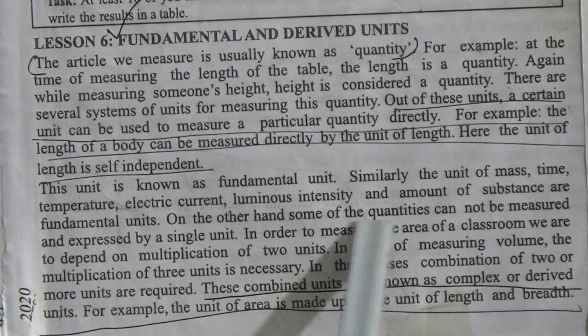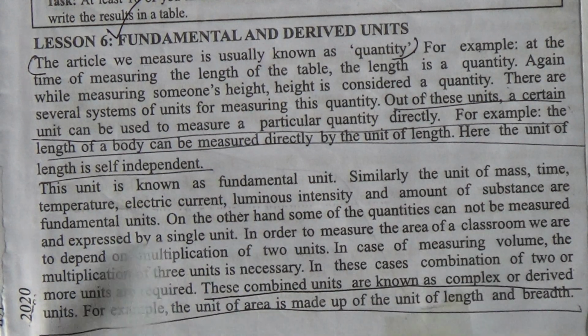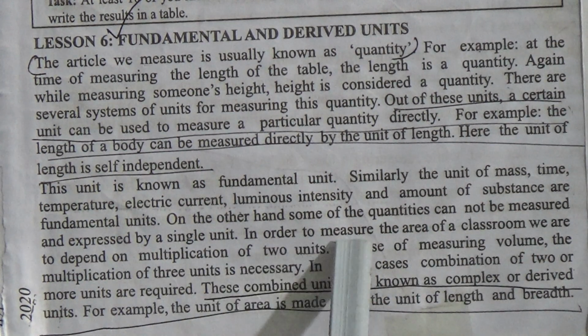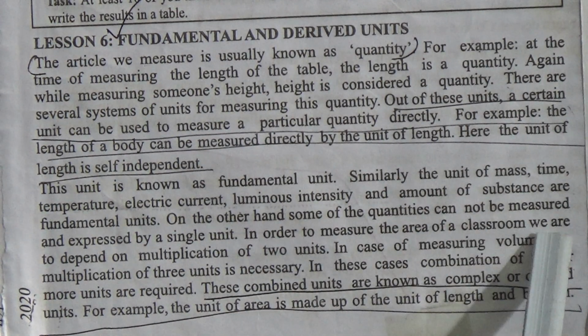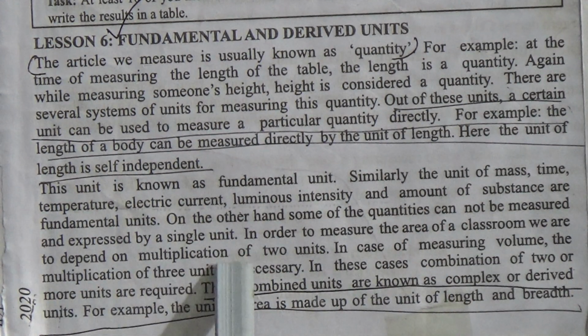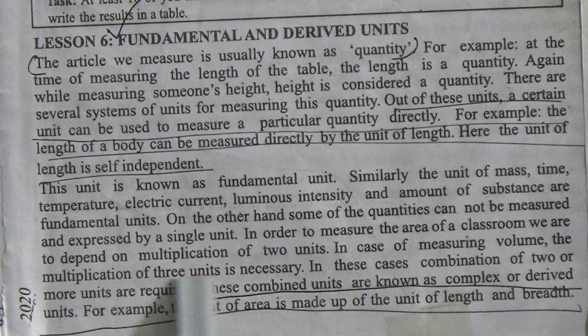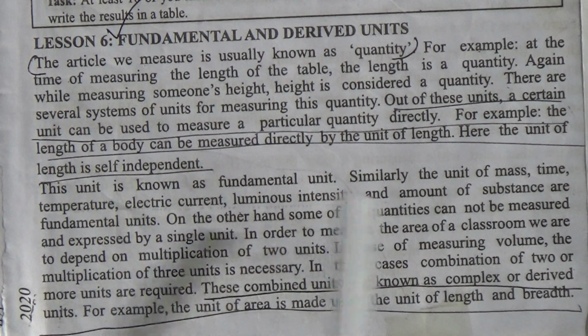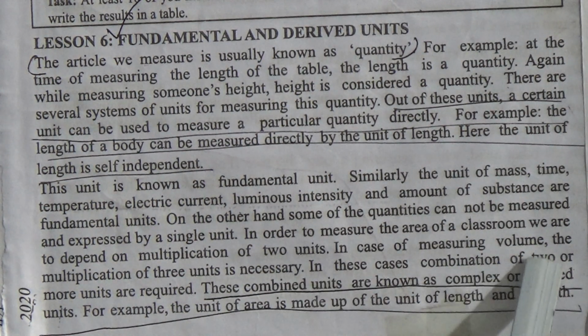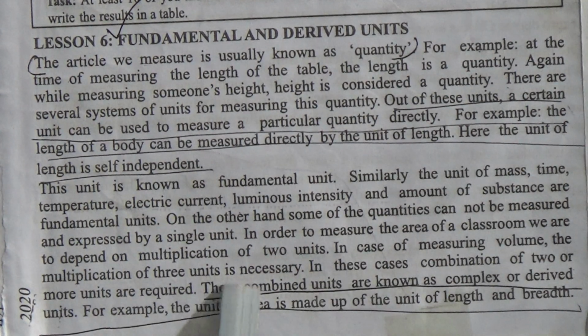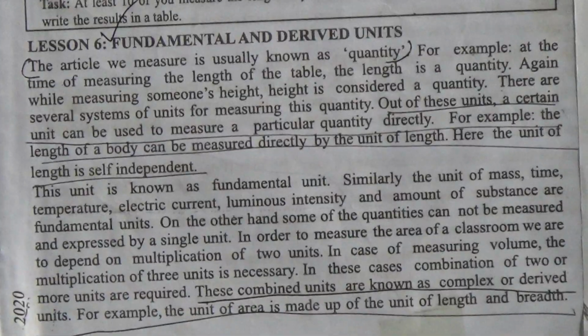On the other hand, some of the quantities cannot be measured and expressed by a single unit. In order to measure the area of a classroom, we are to depend on multiplication of 2 units. In case of measuring volume, the multiplication of 3 units is necessary. In these cases, a combination of 2 or more units is required. These combined units are known as complex or derived units. For example, the unit of area is made up of the unit of length and breadth.